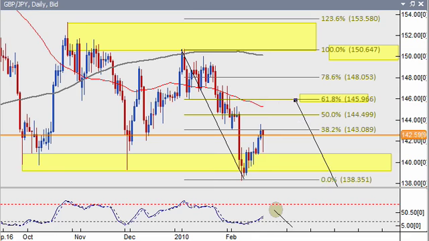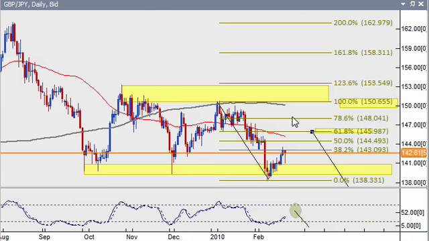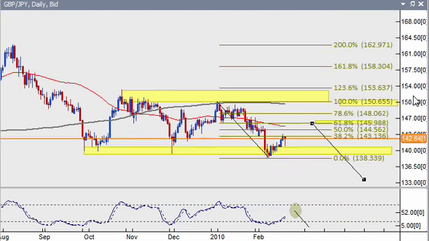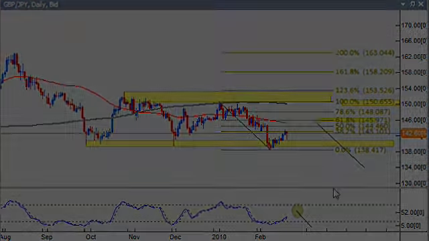Okay, so we have a near-term outlook, a short-term outlook, and a more intermediate-term outlook in the situation that the market doesn't have a bullish momentum here.